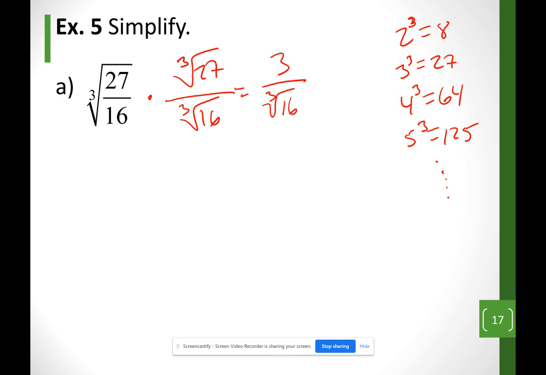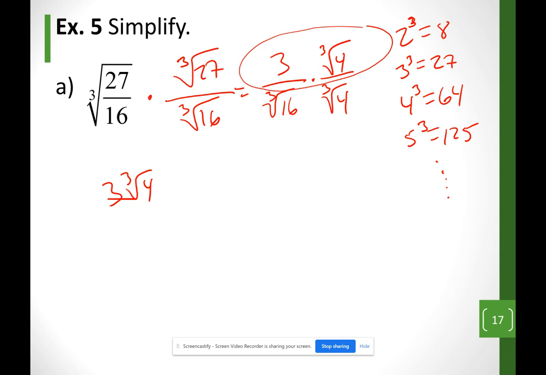Now, I want to make sure I get rid of the radical. In order for me to get rid of the radical, I'm going to multiply top and bottom by the cube root of 4. Seems like a random number, but I'm going to show you in a minute why. So let's start by multiplying the top. I have 3 cube root of 4. Now at the bottom, I have the cube root of 16 times 4, because I have to multiply those, is 64. Now you guys might see why I chose a 4.